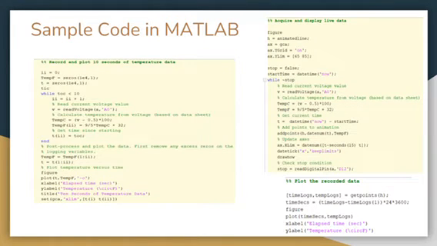Here, the first code records 10 seconds of temperature data. The second code right here is the most important one because it displays the live data from the sensors that are placed around the city. And the third code right here plots the recorded data into our graph and helps us to measure the lowest and highest possible temperatures throughout the time.